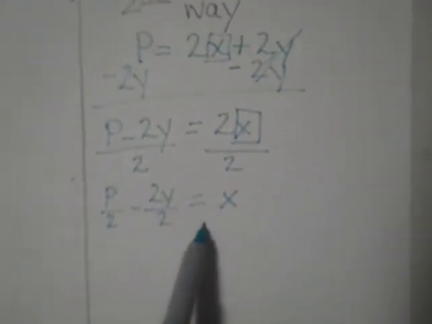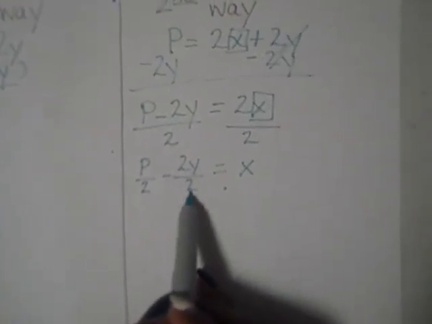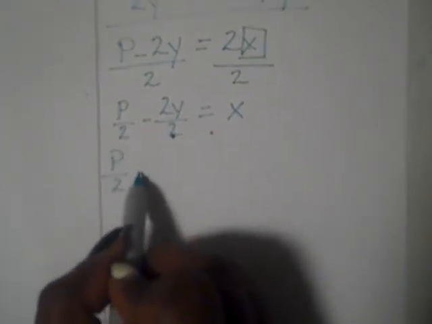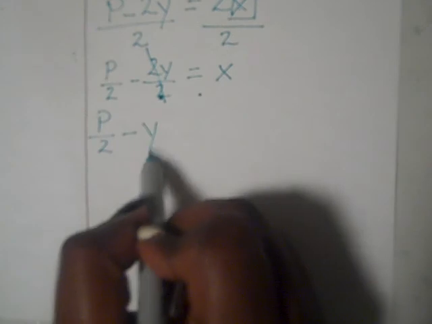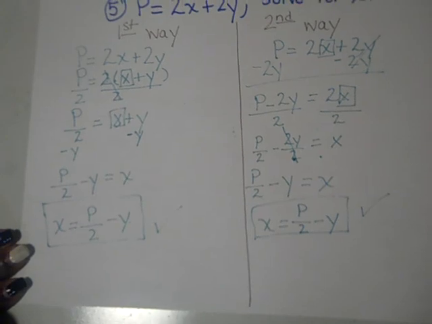If I look here, this answer is not like my answer that I have over here, because we have to simplify this one. 2 divided by 2 is 1. So this becomes P over 2 minus y. So x is equal to P divided by 2 minus y. And guess what? They're both the same. You can pick and choose which way you would like to do it.